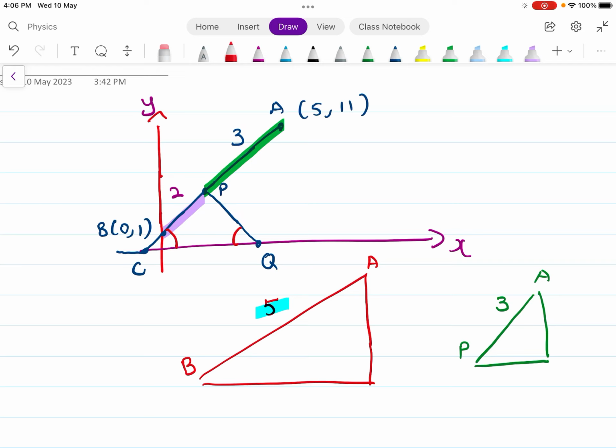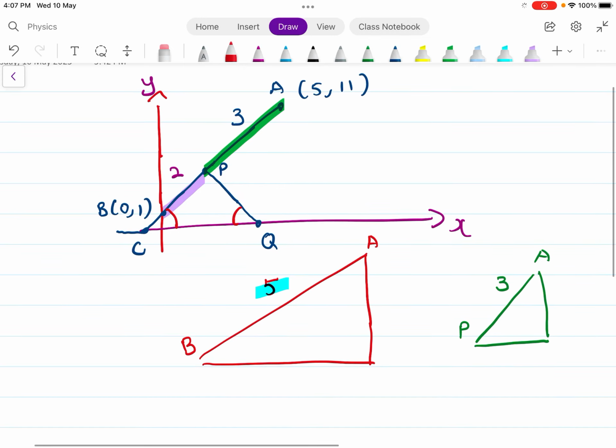Every time you are given a ratio and you can see a bit of a triangle, they are actually testing you on congruency and similarity. When we talk about similarity and congruency, we want to find one big triangle and one small triangle. The big triangle that we want is AB, and the total ratio is 5. What about the small triangle? The small triangle is right here, from A to P.